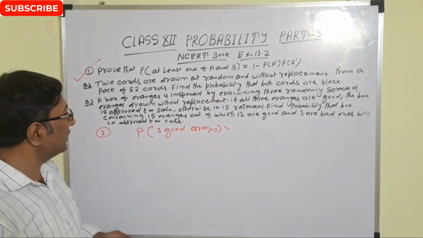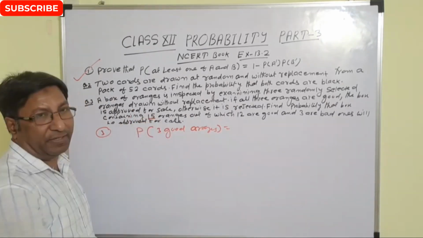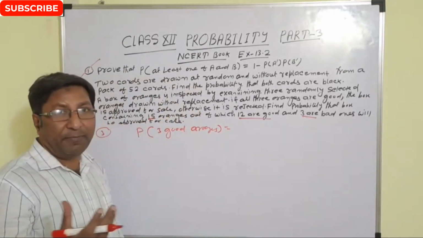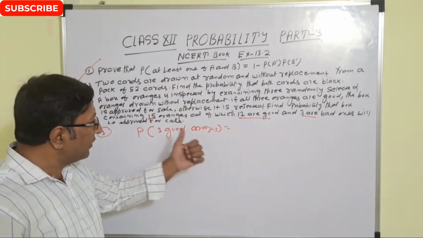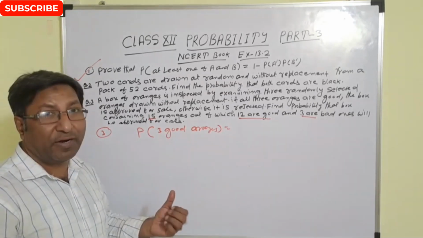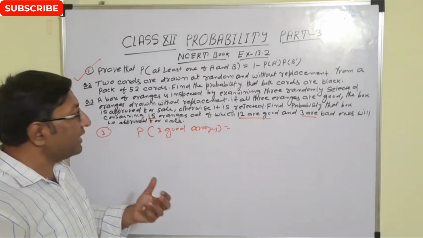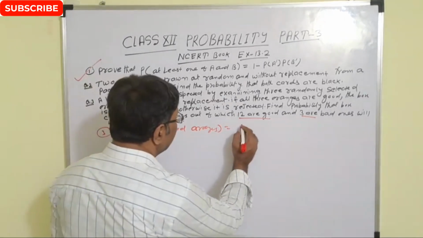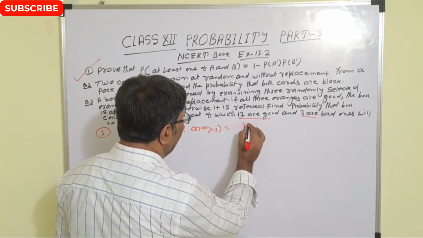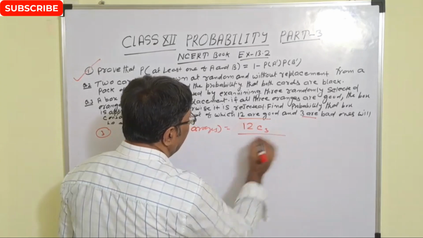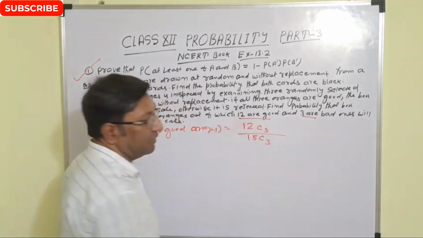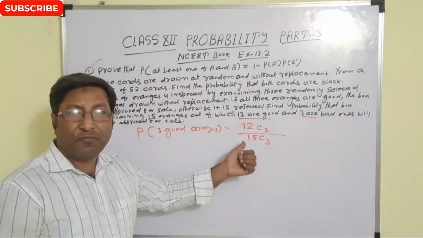Same type of question. Total oranges in the box is 15. In this 15, 12 are good and 3 are bad. So favorable is what? Good only. If all the 3 oranges are good, then it will be approved. So favorable is what? Good oranges. How many oranges are we taking? 3 oranges. So the favorable outcome is what? That is 12C3, because 12 are good oranges, so 12C3. Now total outcome is what? Total oranges is 15. So this is 15C3. So our answer is 12C3 upon 15C3.